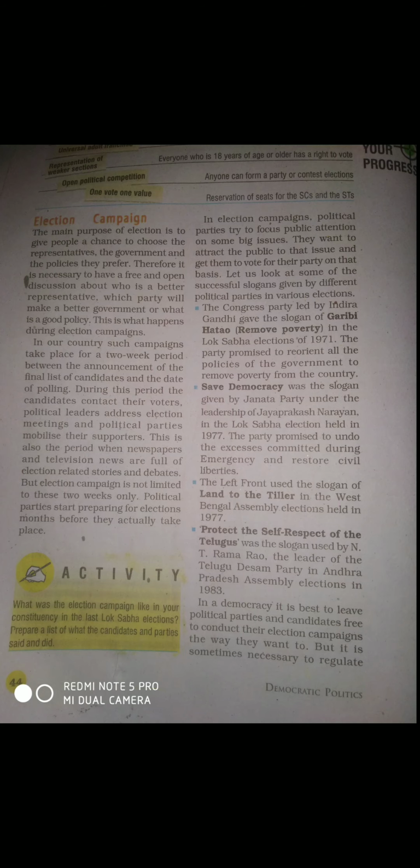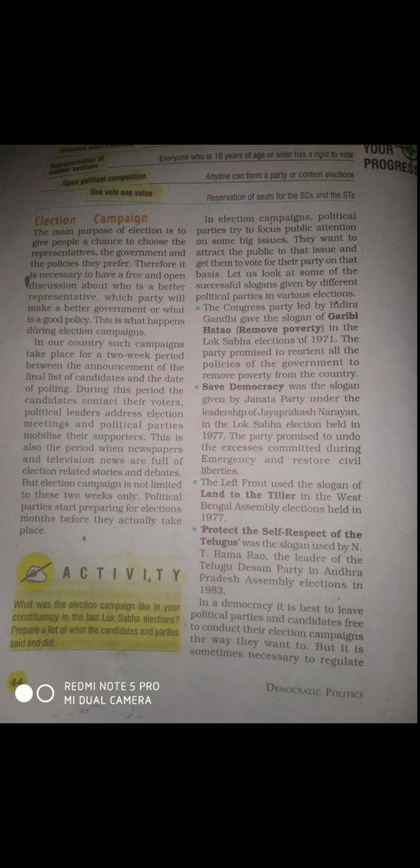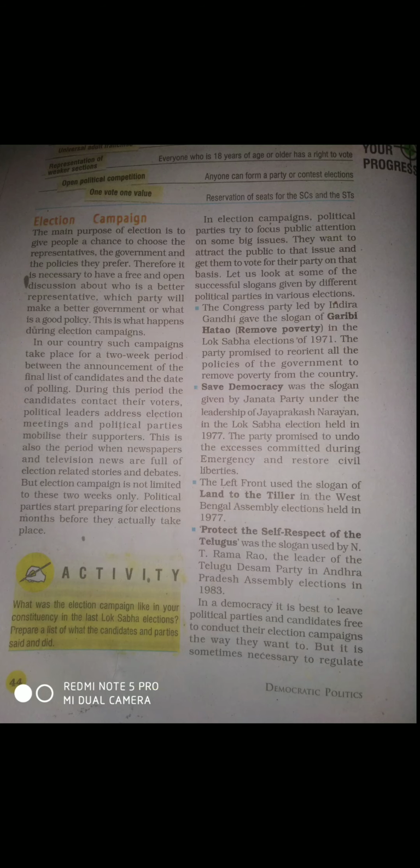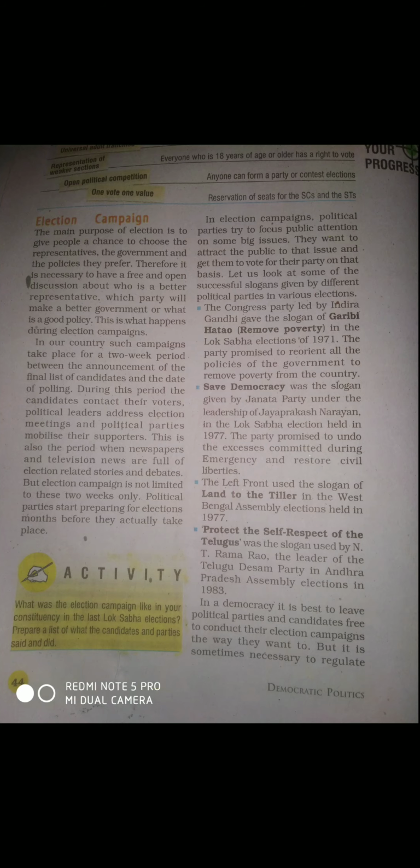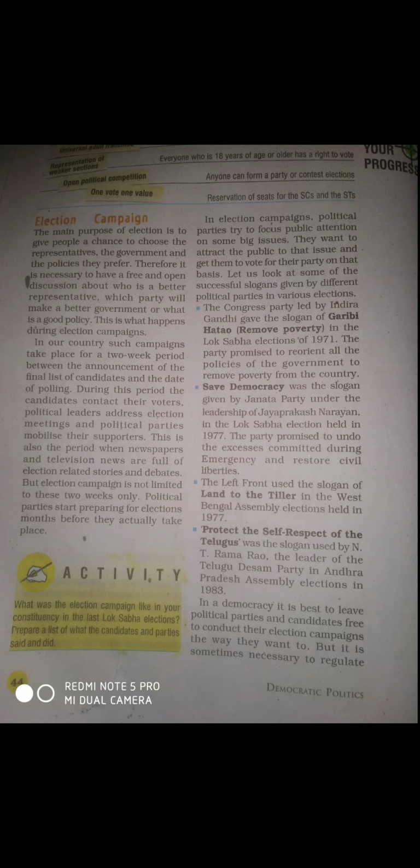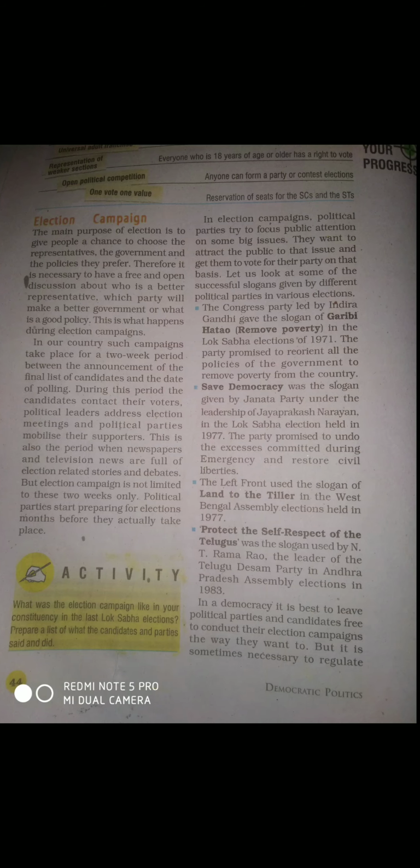So these are some of the slogans given by some of the major political parties, some national political parties and some regional political parties, in the election campaigning period of that time. These slogans are given so that you can understand better about the election campaign.